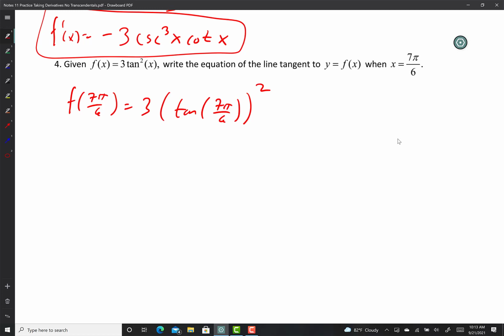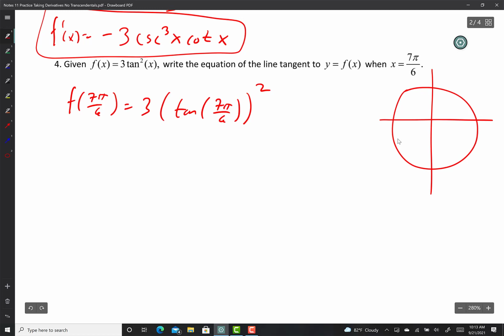So let me do a quick recap. Here is your unit circle, 7 pi over 6. Where's that? Third quadrant. That coordinate happens to be what?